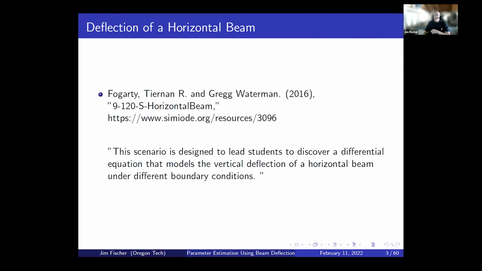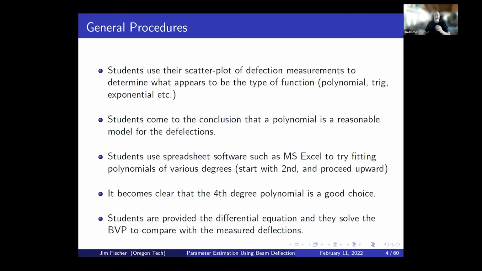So the first scenario, we've seen that from Greg and Tiernan, and the idea there is to explore what the solution should look like before actually knowing what the differential equation is. And I think that's really cool that you can see the classification of what type of function you think it should be. Students are led to believe that they've got probably a polynomial going on. When you look at these curves, at first sight you wouldn't think they would be trigonometric or other, maybe an exponential for the cantilever.